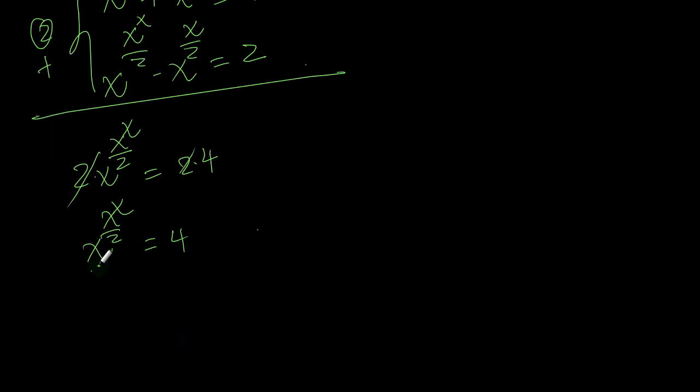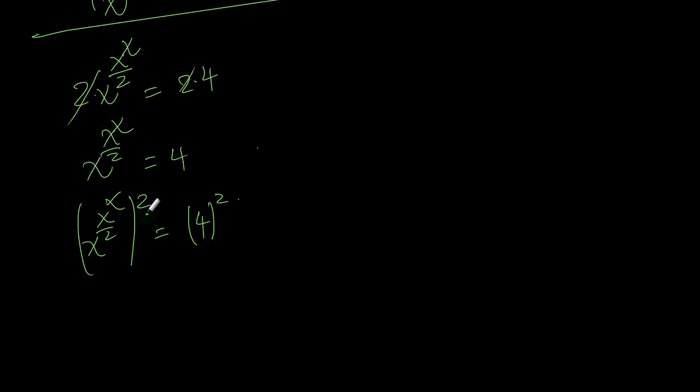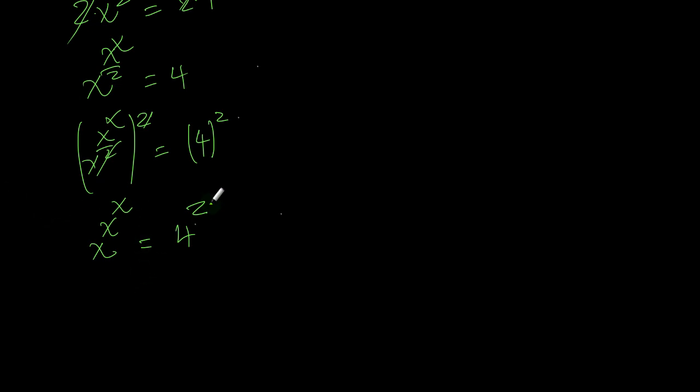And then this one here, I'm going to take x^x over 2. I'm going to take both sides to the power of 2, right? To the power of 2. So from here, if I take this to the power of 2, we cancel these 2 and these 2, right? Then we're going to have x^x equals 4 squared. Okay? And from here we can write this x^x equals what? What is 4? 4 is 2 to the power of 2. So we're going to have 2 to the power of 2.